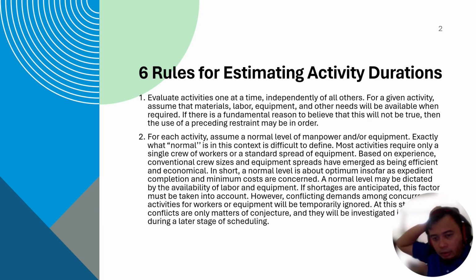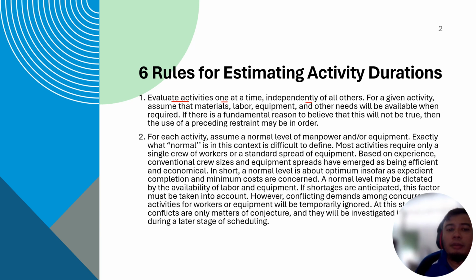And as laid out in the first one, first we need to estimate the durations for each activity. So here are the six rules for you to estimate. How can you estimate each activity? So rule number one, you need to evaluate the duration for each activity one at a time, independently of each other.